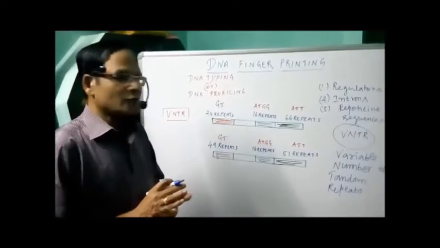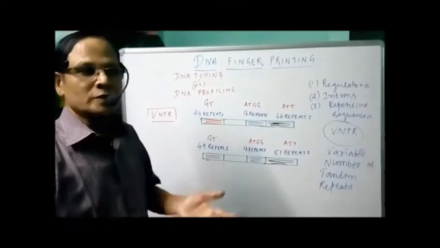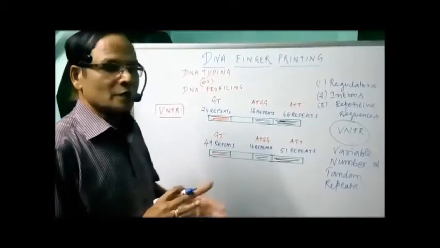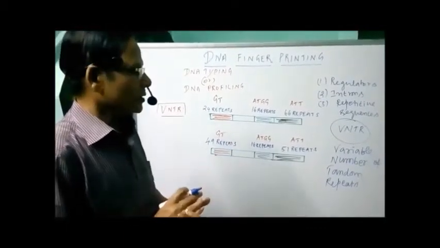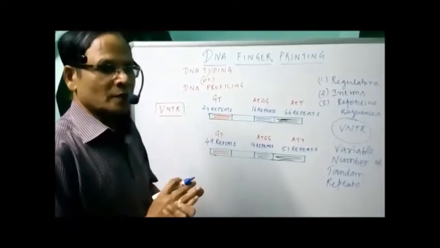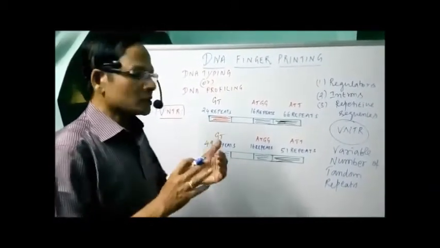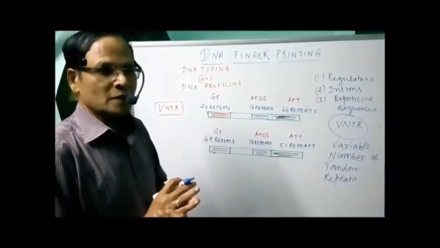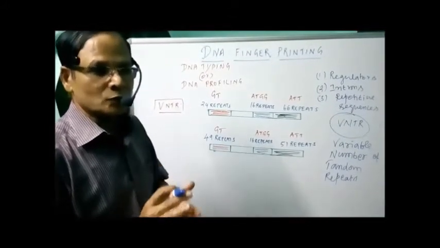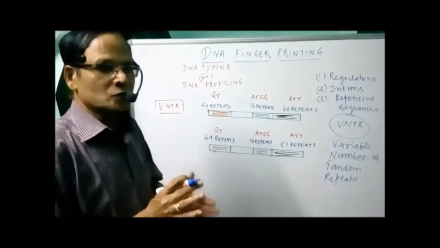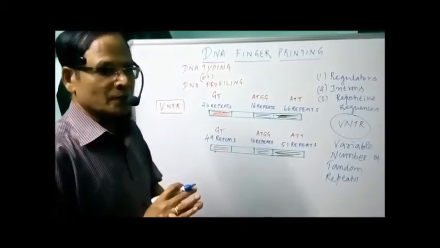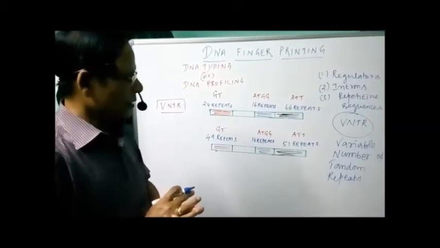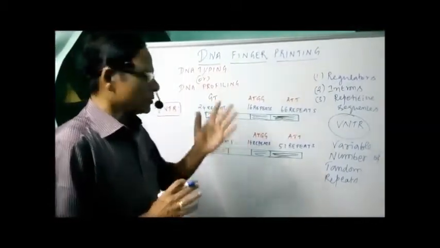These tandem repeats, the VNTR, show variations between two persons. So the VNTR is not the same for two different persons. They are different from one another, and they are also used as genetic markers. In two persons, usually they show variations. That's why it's called variable number of tandem repeats. Now they act as genetic markers.